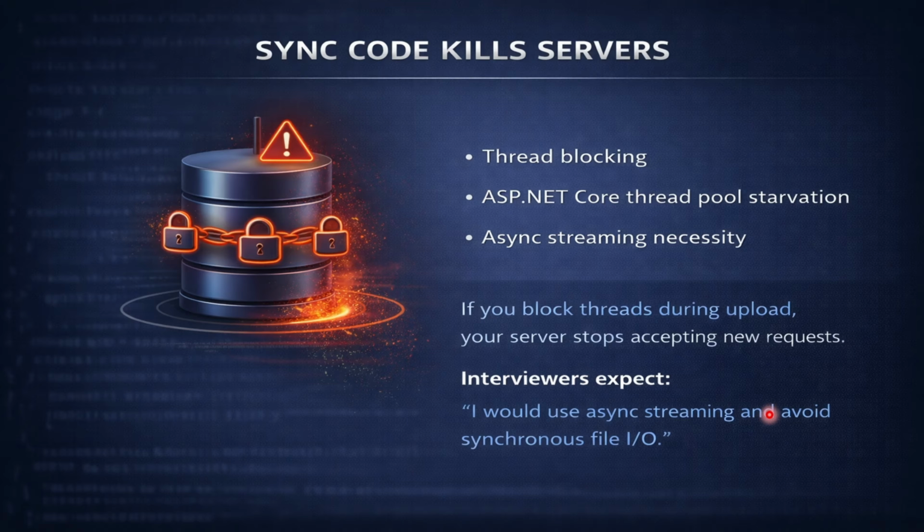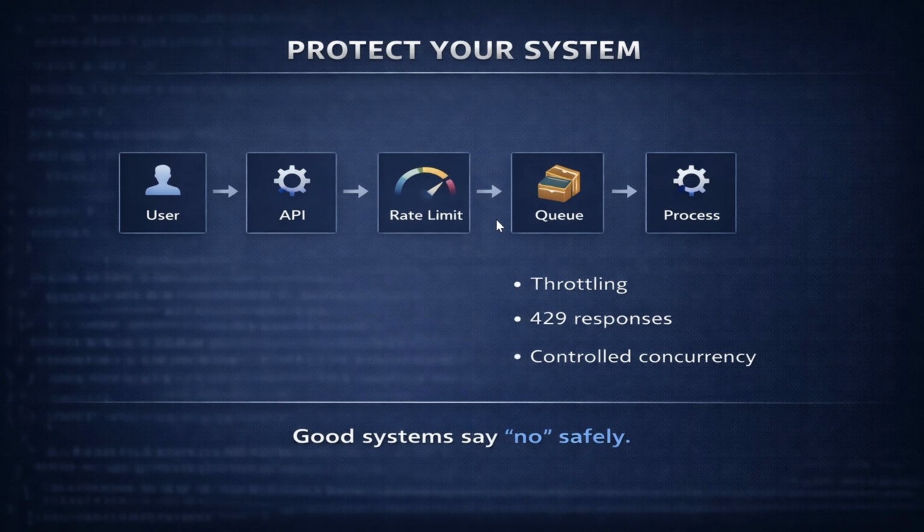So how would you implement it? I would use async streaming and avoid synchronous file IO to prevent thread pool starvation. The thread pool should not get starved. If it gets exhausted, new requests coming into the API will not be accepted, and then the entire application will kind of crash, and you'll see everything stuck. So how do we protect it? Let's talk about it.